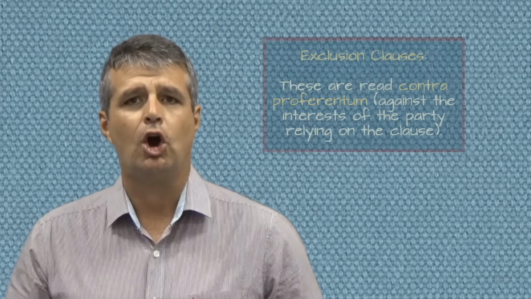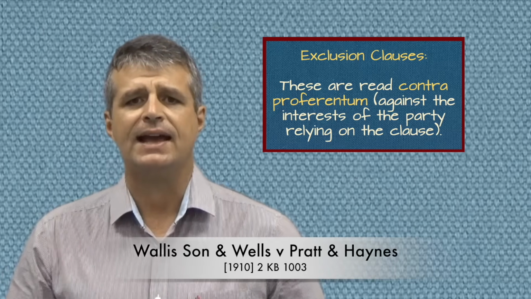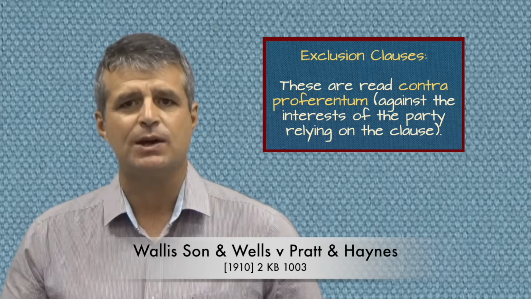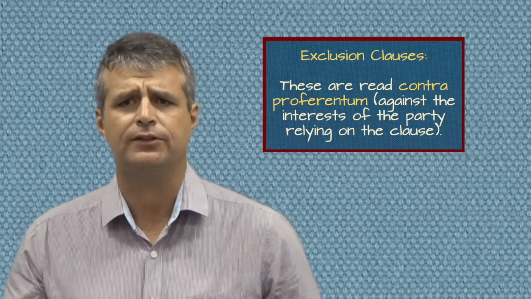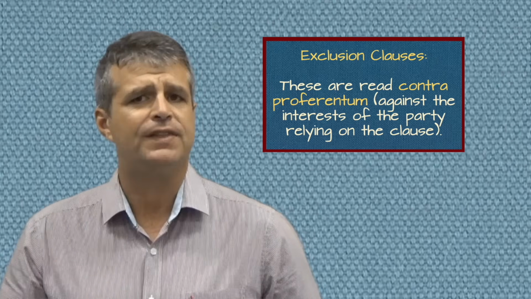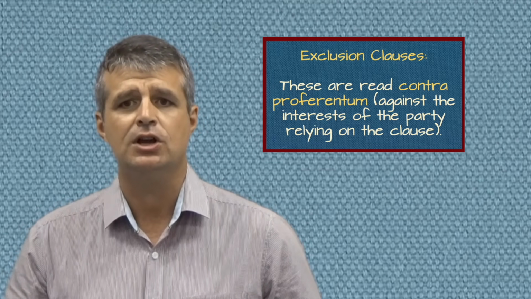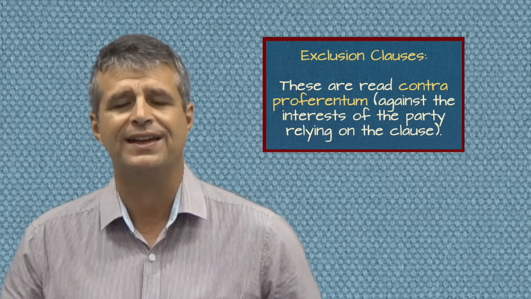Now, even if the exclusion clause does become part of the contract, the court will read the clause contra proferentem. This is a Latin phrase meaning against the person who proffers. So if one party is seeking to rely on an exclusion clause, the court will give that clause its minimal meaning. If there's any doubt as to whether the exclusion will apply or not in a particular situation, the court will read the clause against the person relying on the clause, and the exclusion clause won't be effective. So they have to be written very carefully.